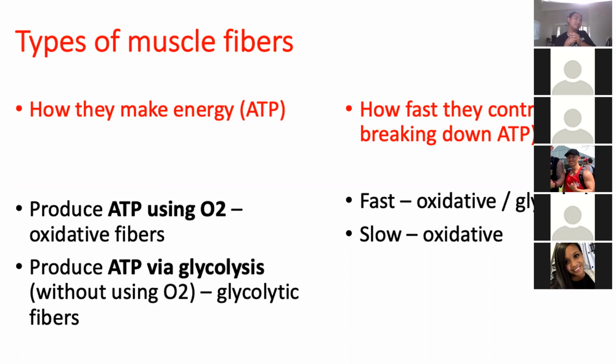So the best example is you can train a person to sprint like Usain Bolt. His muscles, his lower limb muscles in the legs, are fast glycolytic fibers. And can he run long?